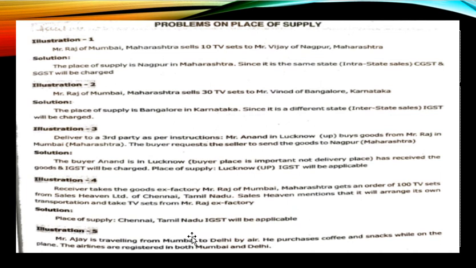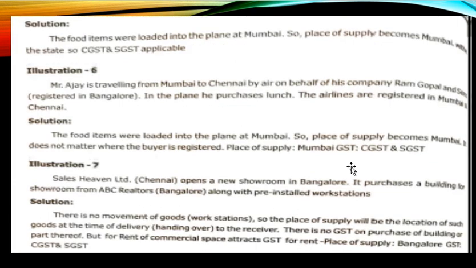So when was the conveyance actually boarded? It is Mumbai to Mumbai. We will consider the place of supply to be Mumbai because the items were loaded into the plane at Mumbai. So the place of supply becomes Mumbai. So it is an intrastate supply, and CGST and SGST will be applicable.